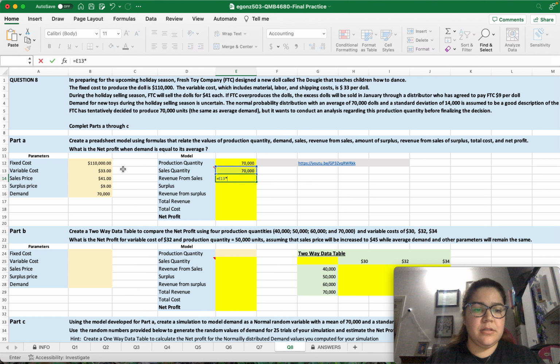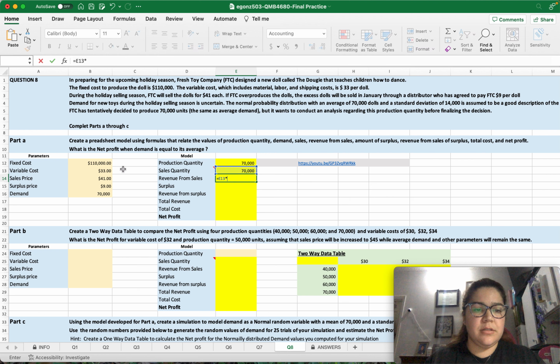My surplus is going to be whatever we produce minus whatever we sell, and that'll be if there's anything left over. In this case, there's nothing. My net revenue from the surplus is going to be whatever was left over times the surplus price. If this confuses you because this is quantity, not money, this will be the money, the revenue from the surplus. So I'm going to change this into number.